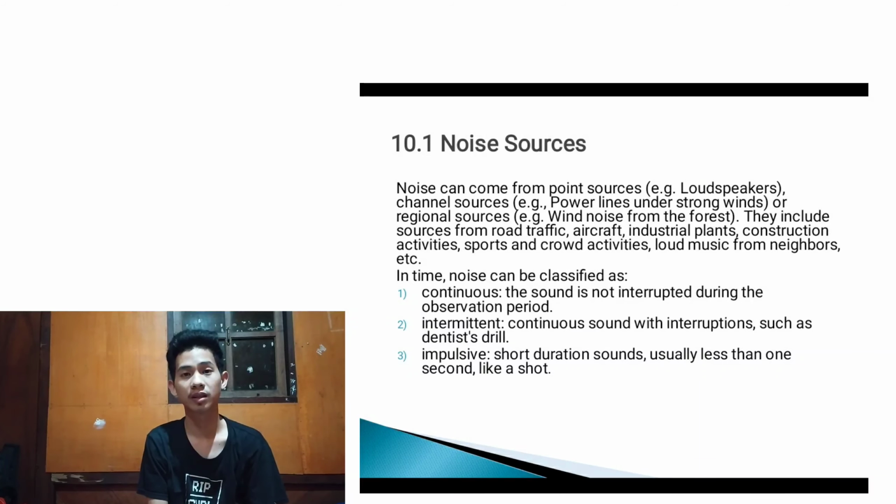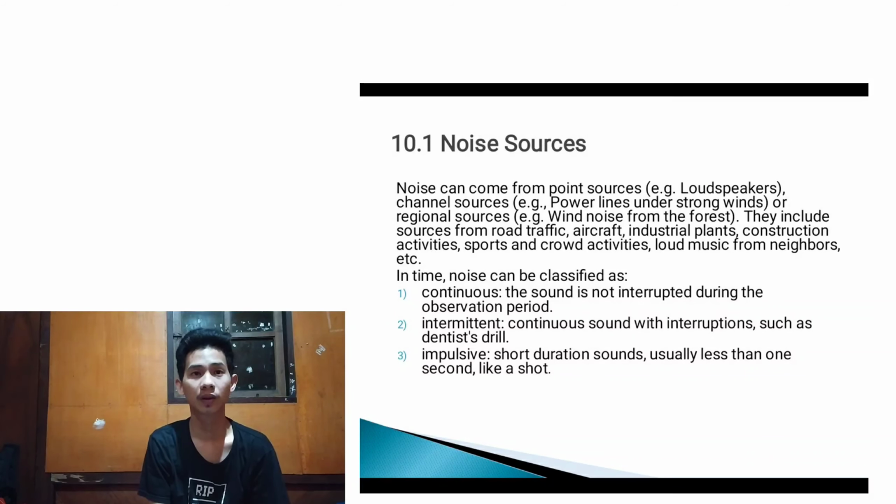The next material is noise sources. Noise can come from a point source, for example loudspeakers, a line source, for example power lines under strong winds, or a regional source, for example wind noise from the forest. They include sources from road traffic, aircraft, industrial plants, construction activities, sports and crowd activities, loud music from neighbors, etc.